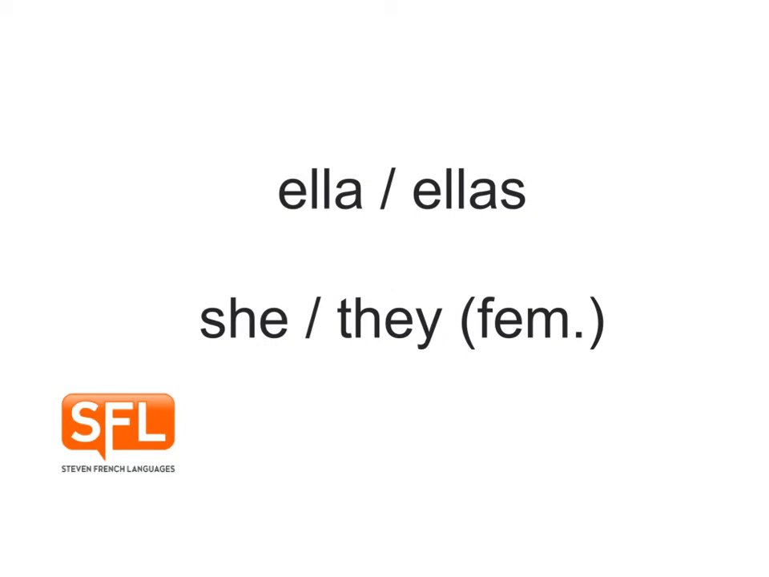Ella, ellas. Now it's over to you. Ella, ellas, off you go. Excellent. So ella means she, and ellas means they in the plural, and everybody in that group of they will all be female. So we've got ella and ellas. Ella, she, ellas, they.